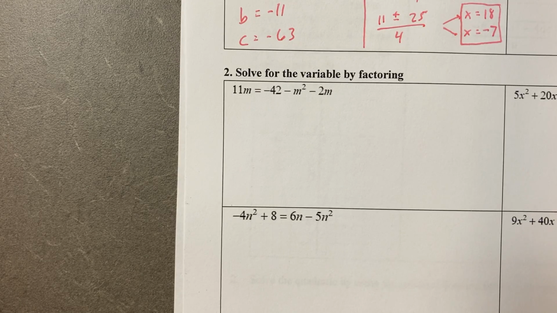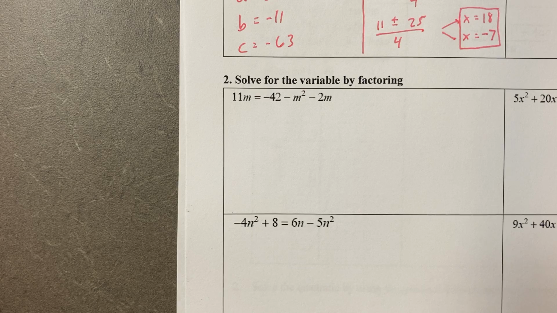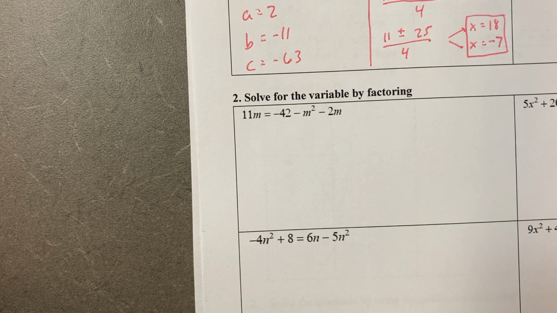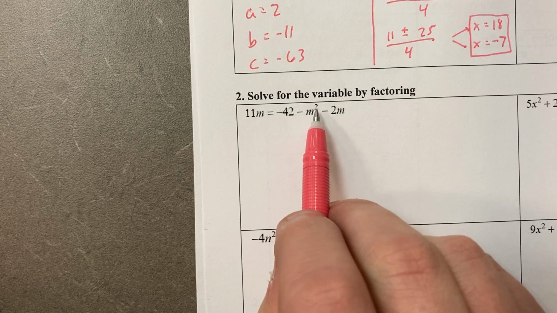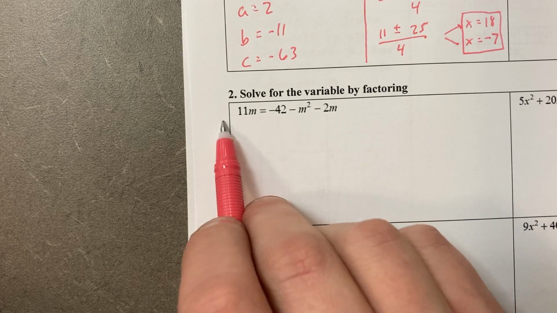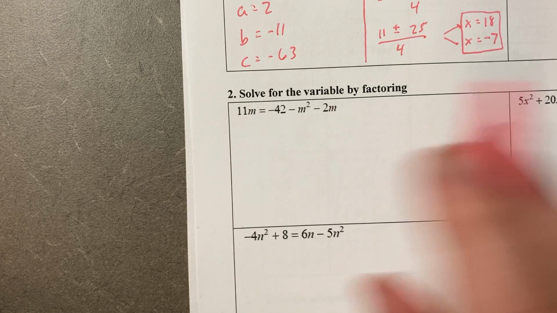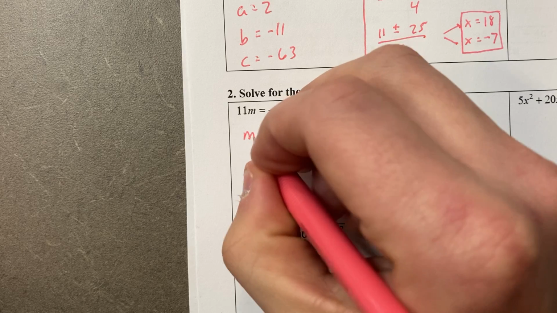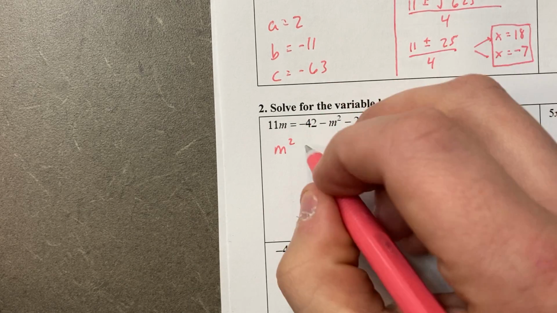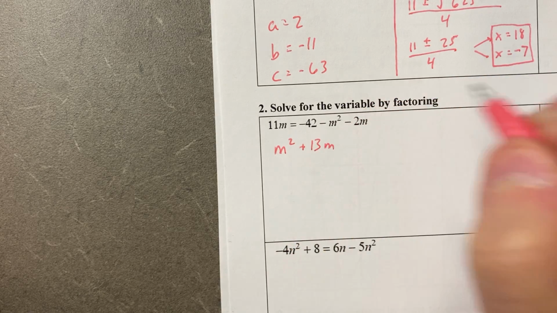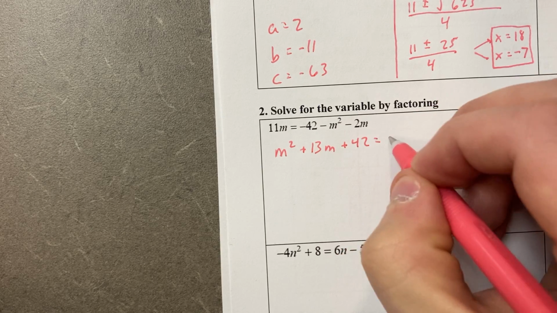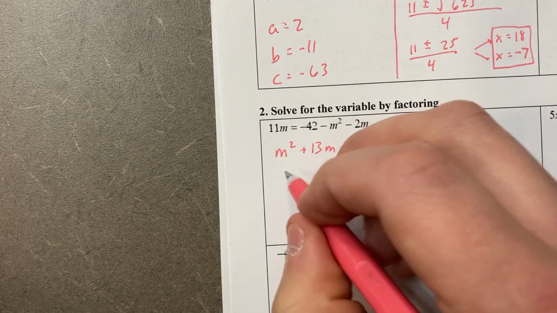All right, do the same thing for the next problem. I'll do the left side. Solve for the variable by factoring. First thing we're going to do is set it equal to 0, because we always set it equal to 0. I'm going to choose to move all my stuff this way, so I'm going to add, add, and add. That makes this m squared plus 13m plus 42 equals 0.